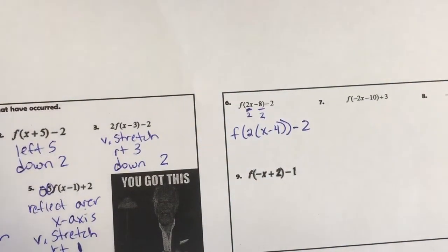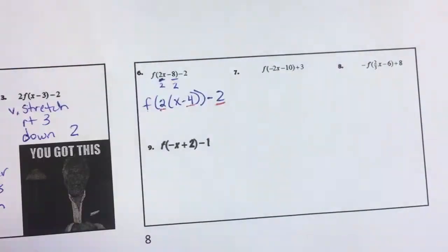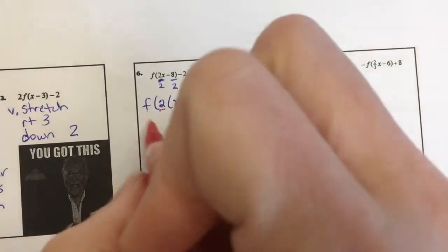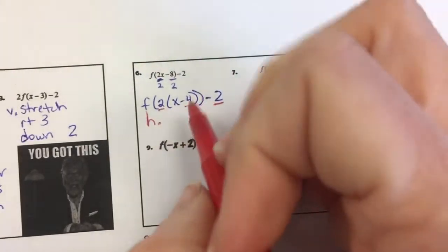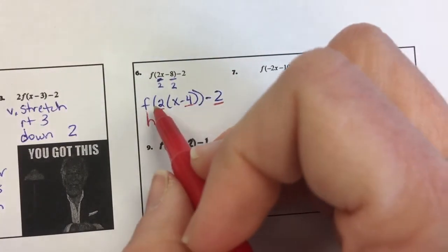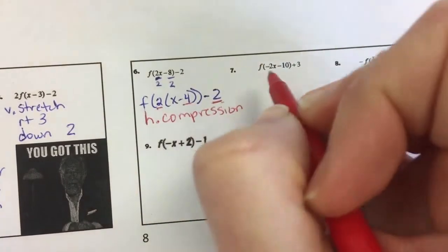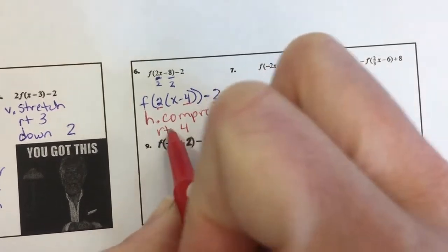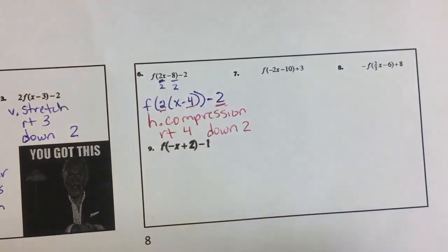So you can see the reason we did that is because there's actually 3 transformations happening. This 2, since it's on the inside, is going to be a horizontal stretch or compression. The 2 is bigger than 1, so you would think it would be a stretch, but since it's in the parentheses, you do the opposite. So it's a horizontal compression. The minus 4 moves it right 4. You do the opposite because it's on the inside, and then down 2.